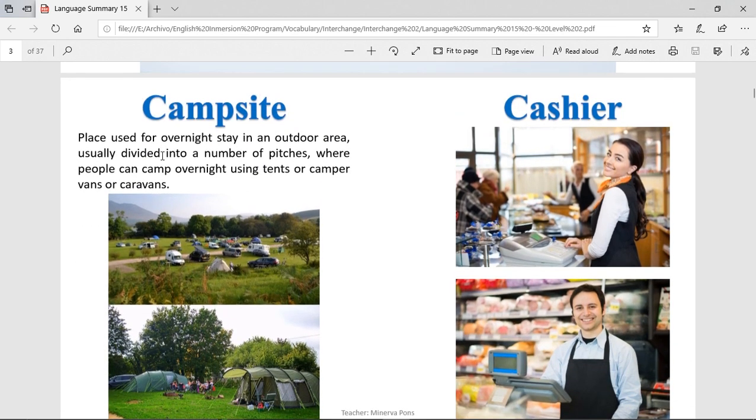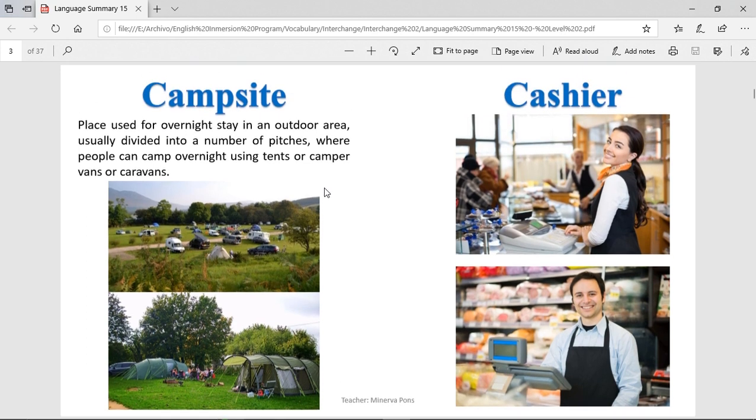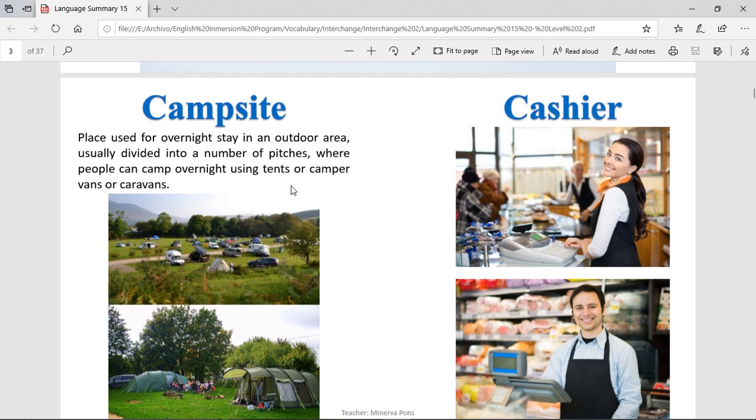Campsite. It's a place used for overnight stay in an outdoor area, usually divided into a number of pitches, where people can camp overnight using tents or camper vans or caravans. Basically, the campsite is where you sleep outside, like in the countryside or any type of outdoors. You have a tent and then you spend the night there, and that is a campsite. That's where you are when you are camping.